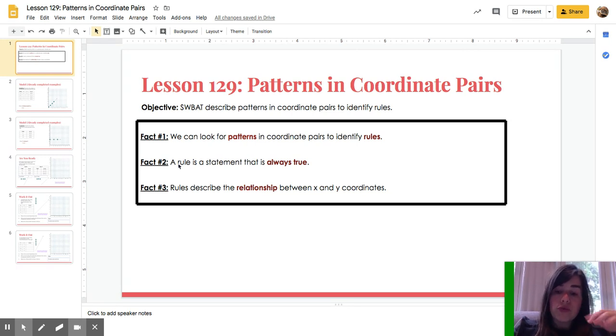So fact number three, rules describe the relationship between x and y coordinates. So whenever you do this to x, you have to do this to y. Like, it has to have a consistent relationship no matter what the coordinates are. They can't be scattered points all across the coordinate grid. We're making lines today, so whatever you do to x, you always have to do the same thing to y. So it's going to be a consistent relationship.